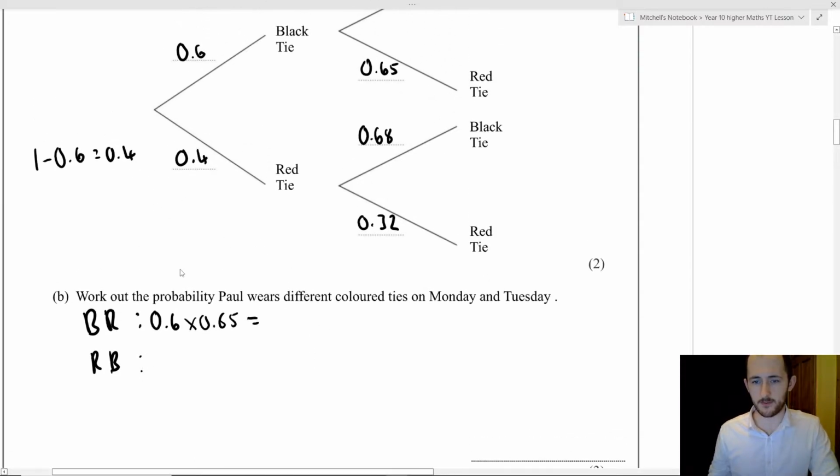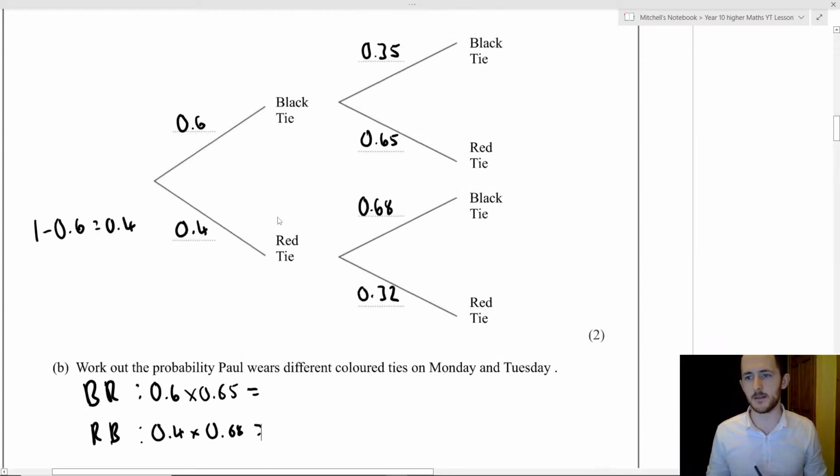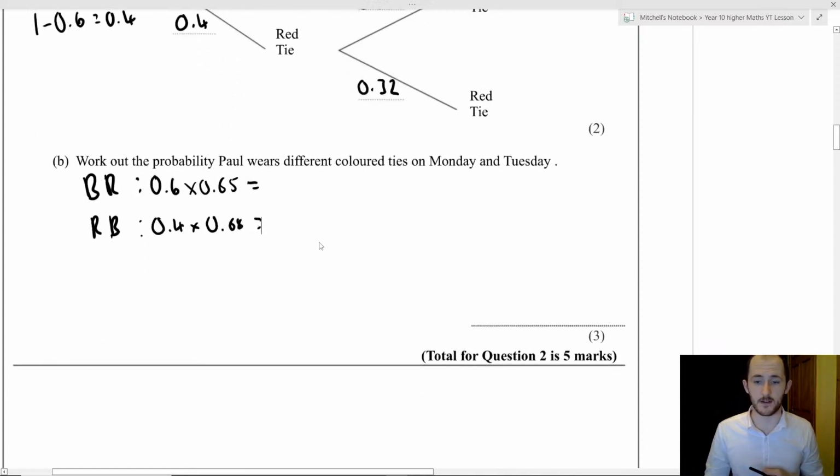Red then black, we have 0.4 multiplied by black, which is 0.68. So again, if you notice, I'm hesitating when I'm saying it, because again, it needs to be red then black. Some students multiply the wrong probabilities. They go red and red, or something, or black and black, for example.